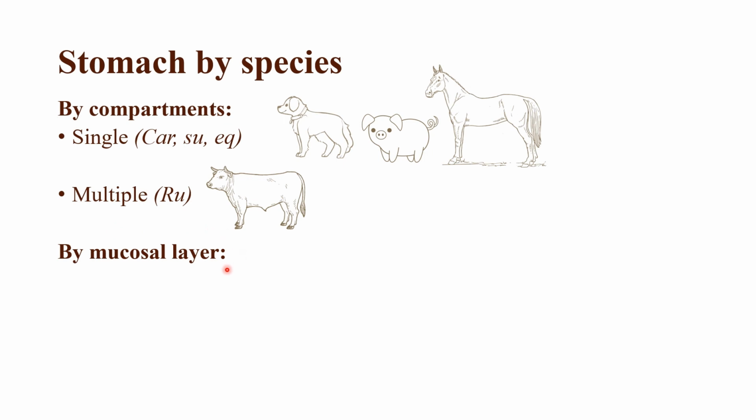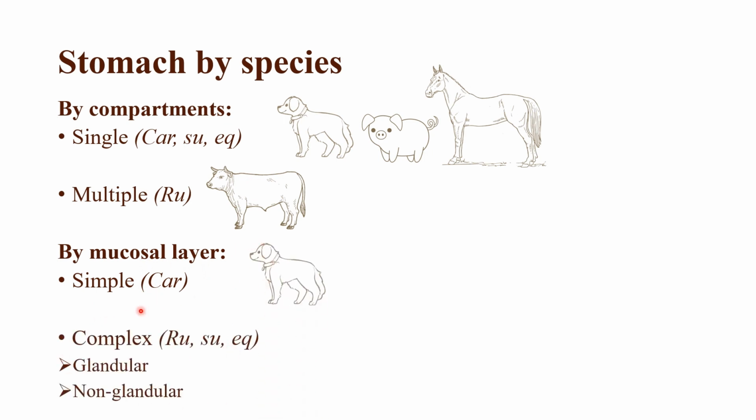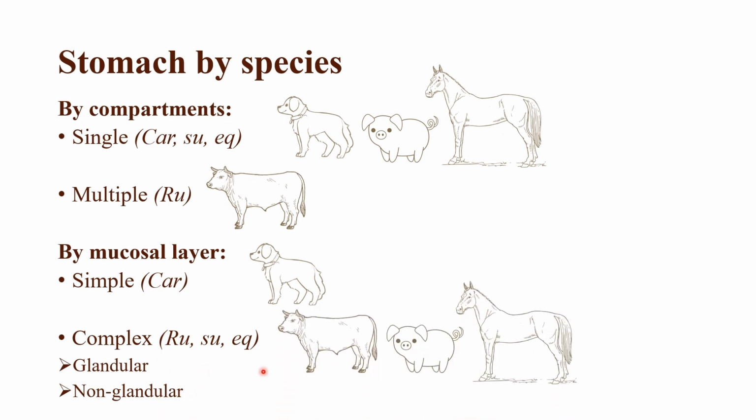Now we can also differentiate the stomach by mucosal layer, so it can be simple, and we'll talk about that later on. The carnivores have that. And then we have the complex stomach by mucosal layer. This type of stomach is found in ruminants, pigs, and again equines. So it has glandular and non-glandular parts. So again, we have everything here.